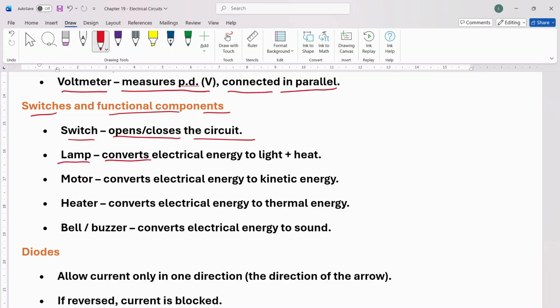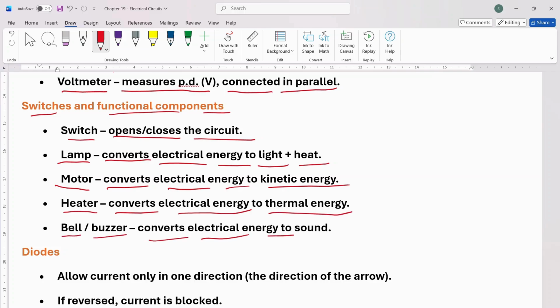Lamp converts electrical energy to light and heat. Motor converts electrical energy to kinetic energy. Heater converts electrical energy to thermal energy. Bell or buzzer converts electrical energy to sound.